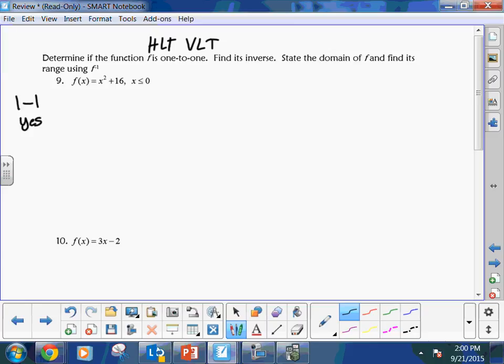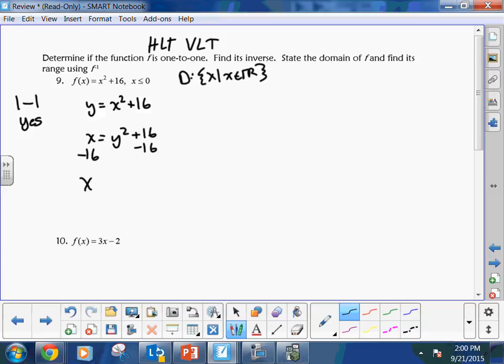Yes. And then from here we have to find its inverse. So state its domain and find the inverse. So the domain will be x such that x is all real numbers. So I'm putting this down: x is just an element of all real numbers, which in essence just means that I have all real numbers. Now let's find its inverse. First step is change y in the place of f of x, and then switch the positions of x and y. So x is equal to y squared plus 16, and then solve for y. So negative 16, negative 16. We'll get x minus 16 equal to y squared.